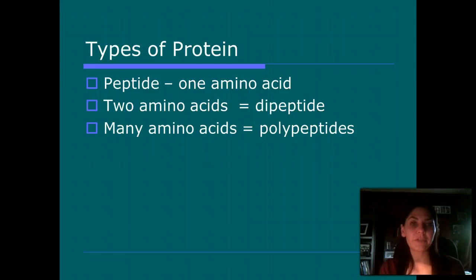So the types of proteins: a peptide is one amino acid. Two amino acids linked together is called a dipeptide, and many amino acids linked together, as you may have guessed, are called polypeptides.